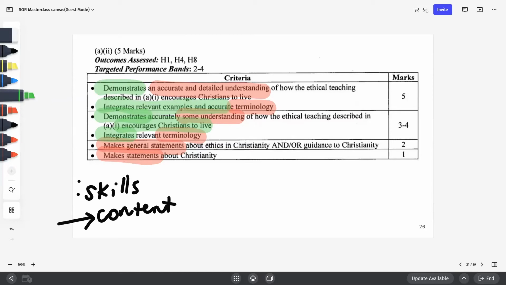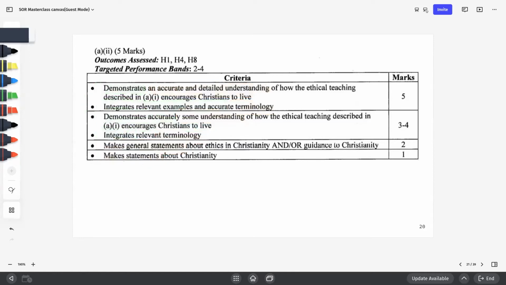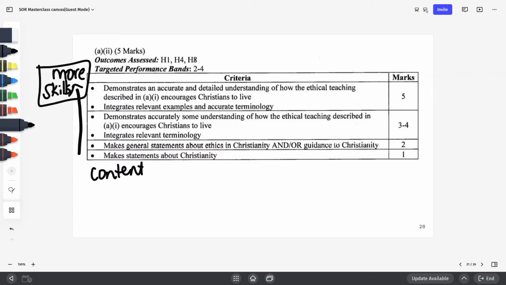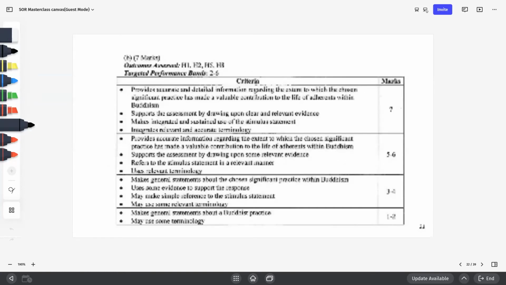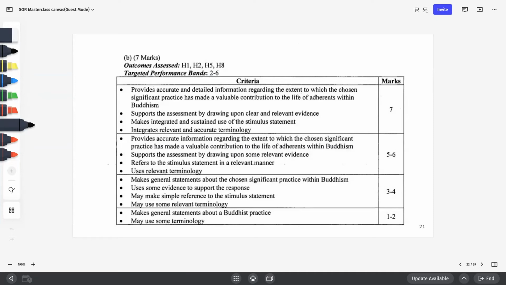So hopefully what I want you to see is that the higher you go up the mark, now it's all gone. The higher you go up the mark range, the more skills are involved. There's more skills here. There's more content, only content down here. So yes, it's important that you know your content, but it's what to do with the content that becomes critically important in these short answer questions. You don't have a lot of time or space. You need to really hit your mark straight away.